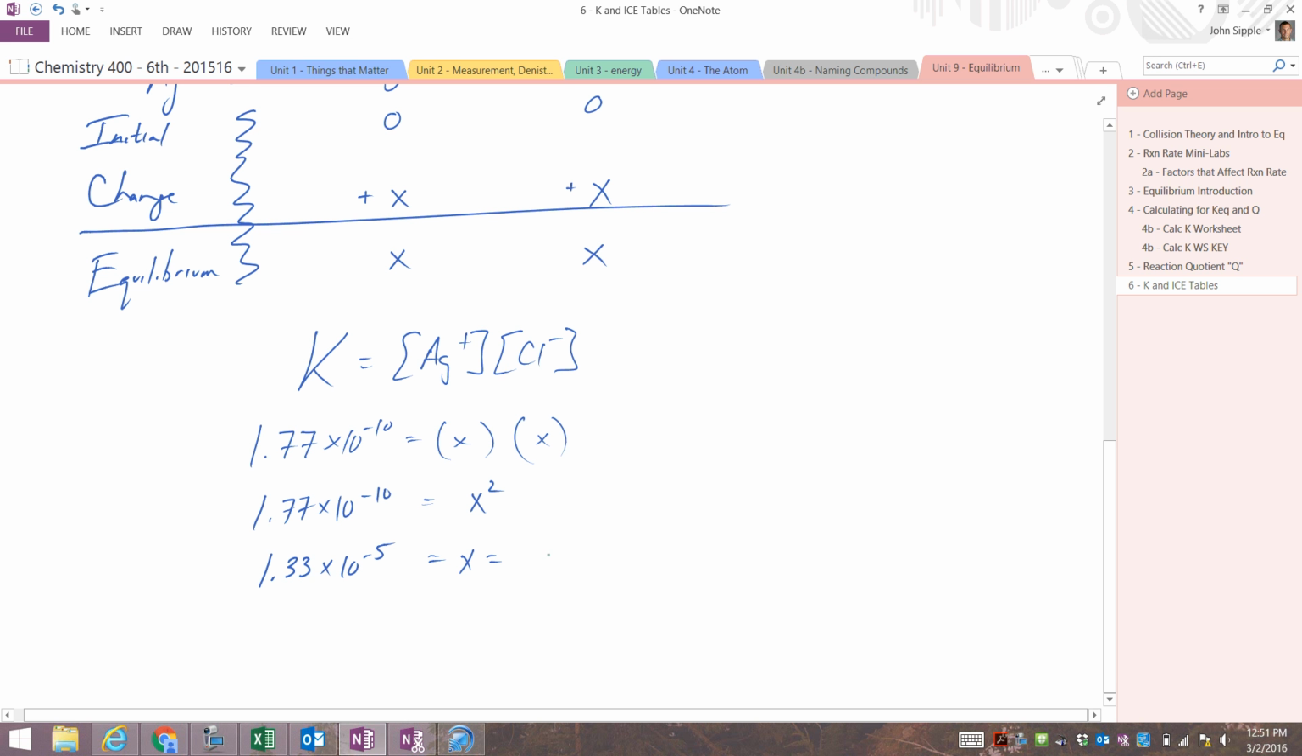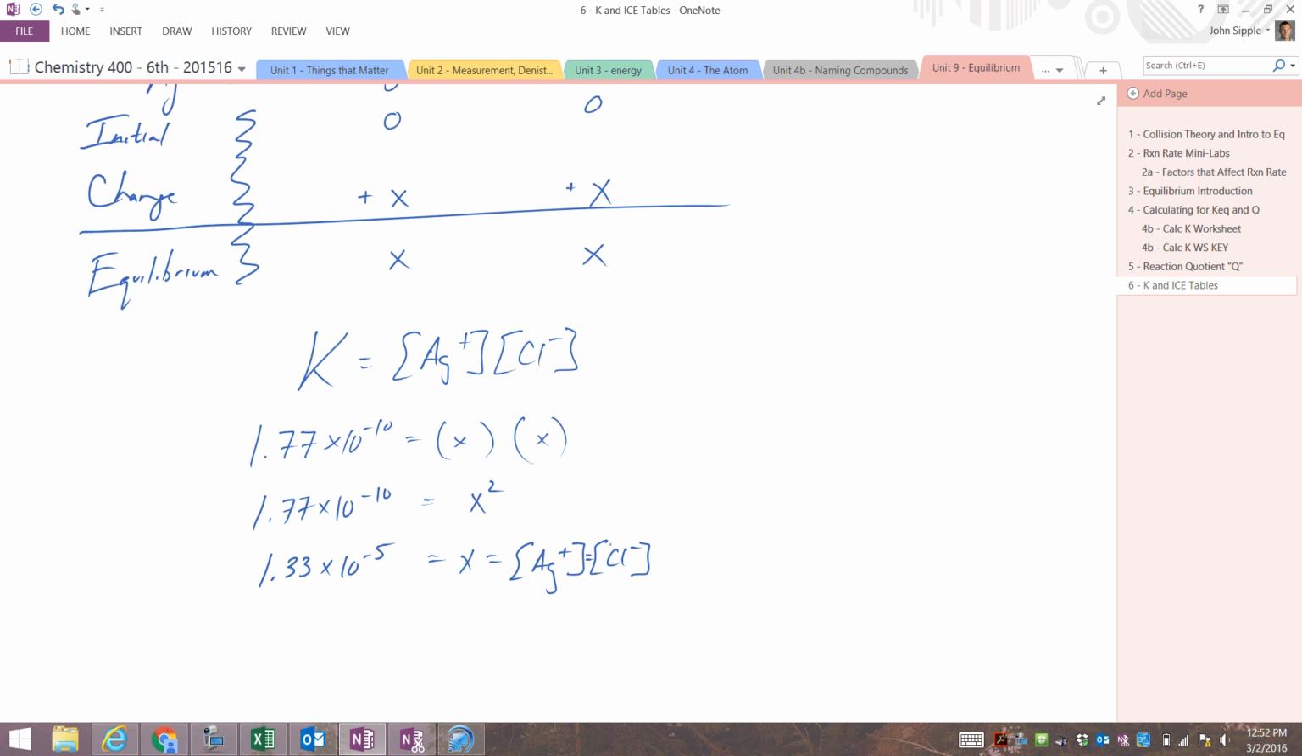And that's also equal to, hey, our concentration of silver ions and our concentration of chloride ions. Well, not multiplied by each other, but equal. All equal, right? Our value of x is equal to silver and chloride ions in solution.